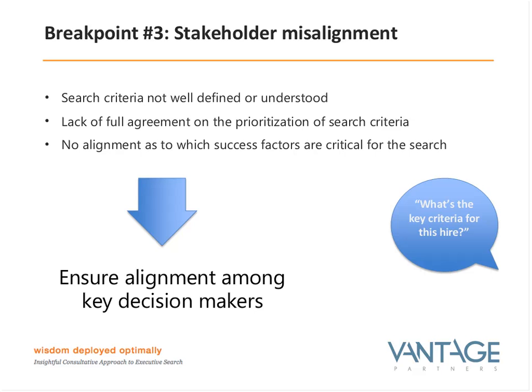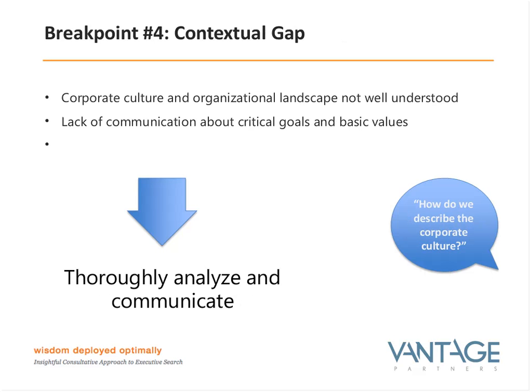This should help you eliminate the emotional buyer or "I had a good gut" syndrome. So the fourth and final breakpoint of phase 1 is having a contextual gap or poor corporate culture fit. What do I mean by this?